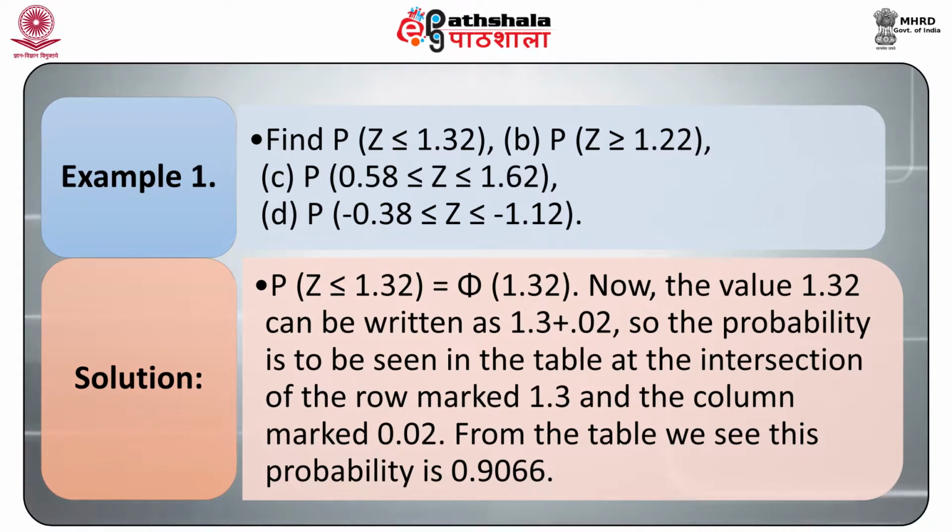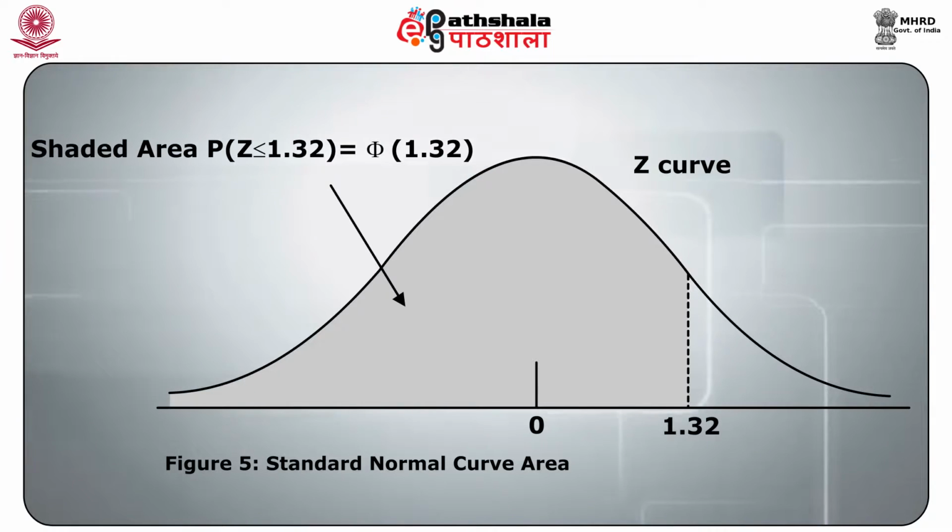The solution: the probability of z less than or equal to 1.32 is equal to Φ(1.32). Now the value of 1.32 can be written as 1.3 plus 0.02. So the probability is to be seen in the table at the intersection of the row marked 1.3 and the column marked 0.02. From the table we see this probability is 0.9066. This gives the total area covered from minus infinity to 1.32. See figure 5.